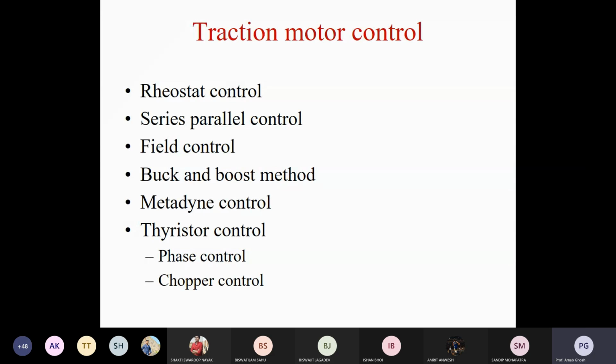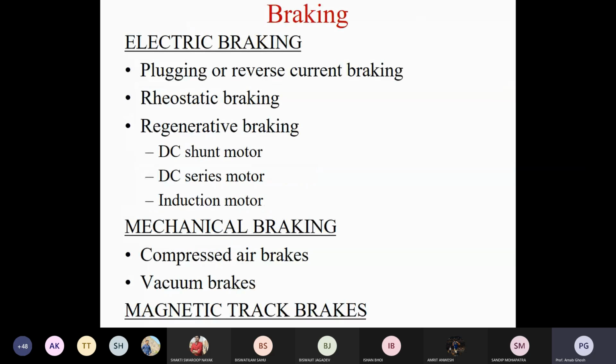So I think you are able to understand what phase control and chopper control are. Then braking is important. What types of braking can you see here? You know electrical braking. You have repeatedly learned terminologies like plugging or reverse current braking, rheostatic braking, and regenerative braking. This is the shunt motor, this is the series motor, as well as the induction motor. In the induction motor, regenerative braking is also possible, but again, there are different types of regenerative braking.